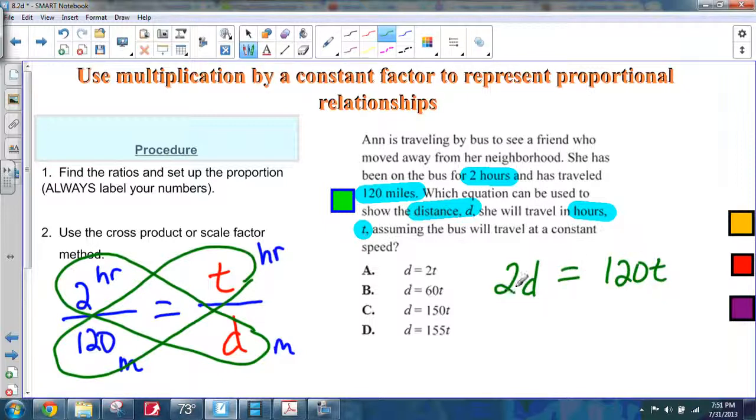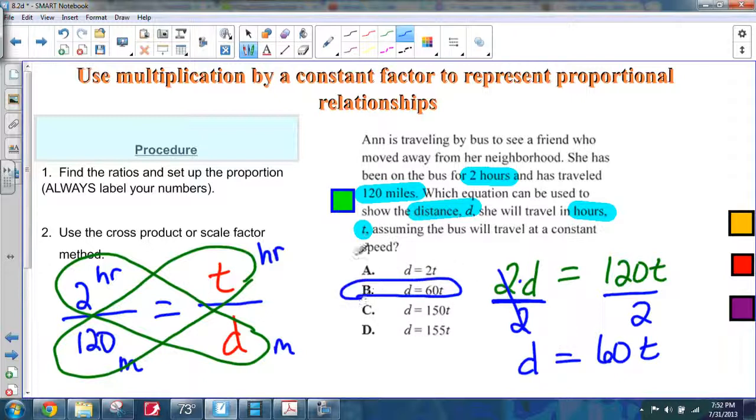So now we have the equation 2d equals 120t. We are solving for the distance because it asks which equation can be used to show the distance. So we need to get distance by itself. So if we're multiplying by 2, we need to do the opposite. What's the opposite of multiplication? Division. So we're going to divide, which is this bar right here, this fraction bar, by 2 on both sides. So the 2's cancel out, and d will equal 60t, because 120 divided by 2 is 60. So we see that our answer choice is B.